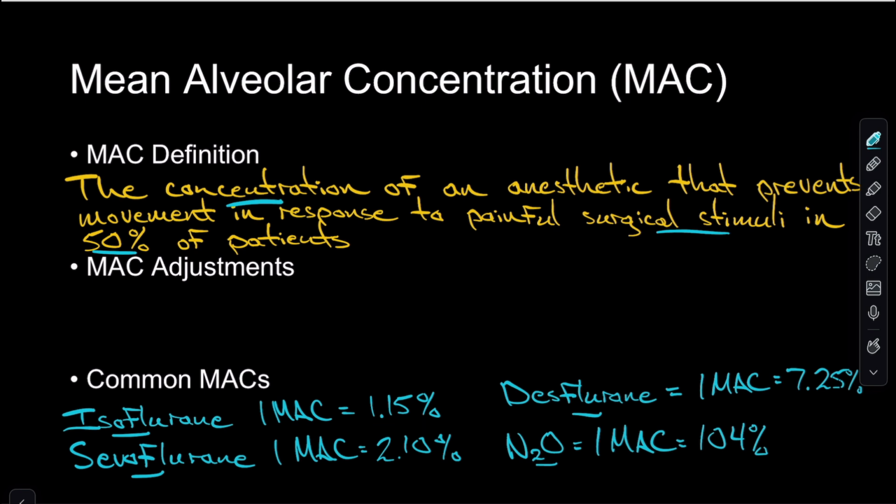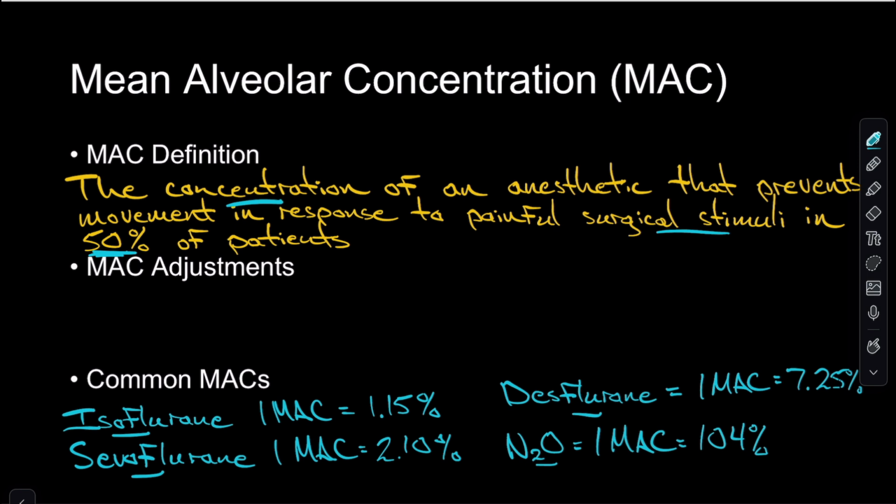Another thing, just to clarify: it might seem that MAC isn't super useful because it's preventing movement in 50% of patients. The reason they chose this is that ideally, you could have some standardized value that would guarantee no movement in 100% of patients. But statistically, that would be impossible. There are always going to be some patients who are resistant to the volatile anesthetic or moving for some reason. So you can't define a value that prevents movement in 100% of patients. That's why they chose 50% of patients.